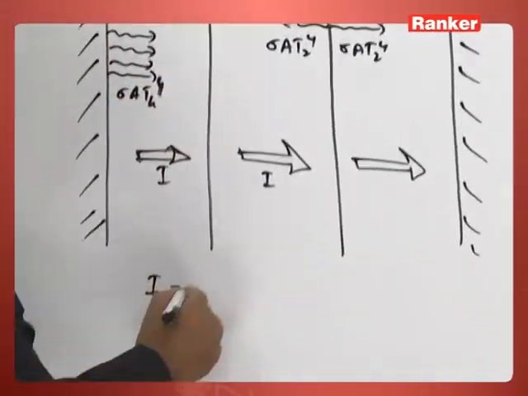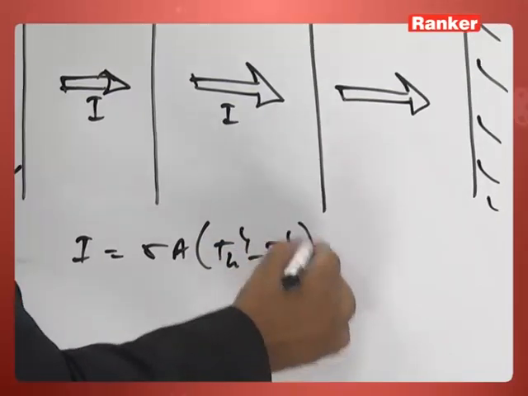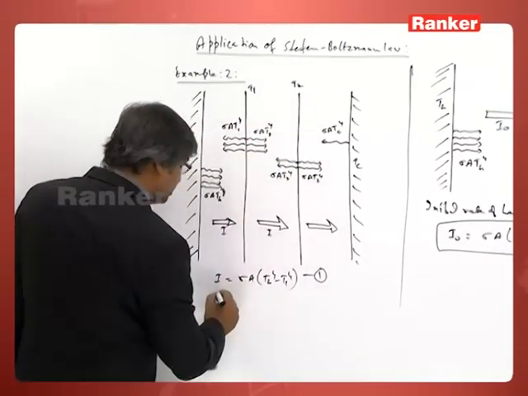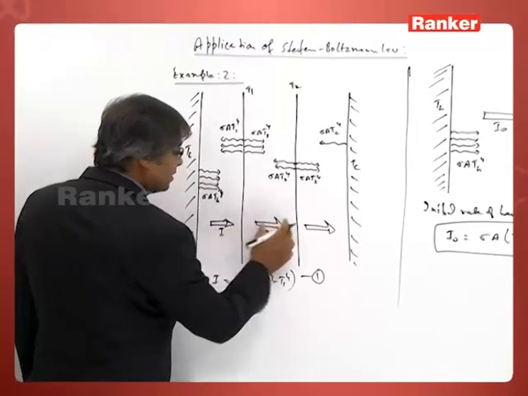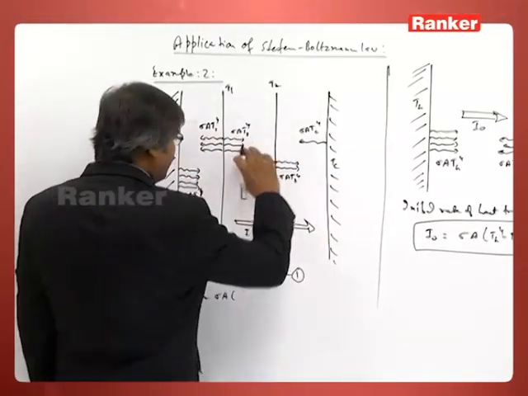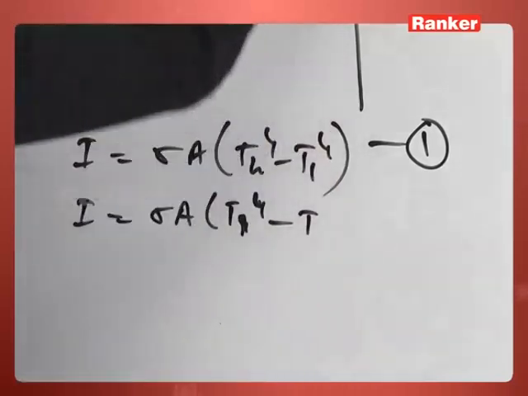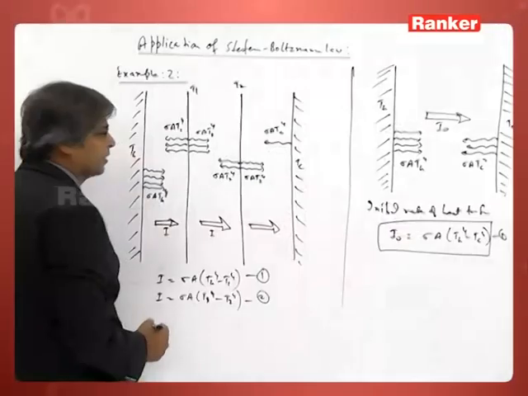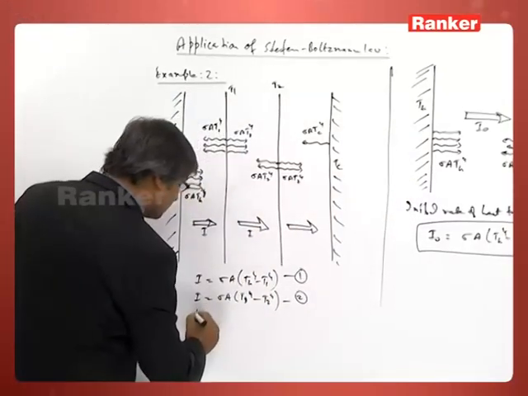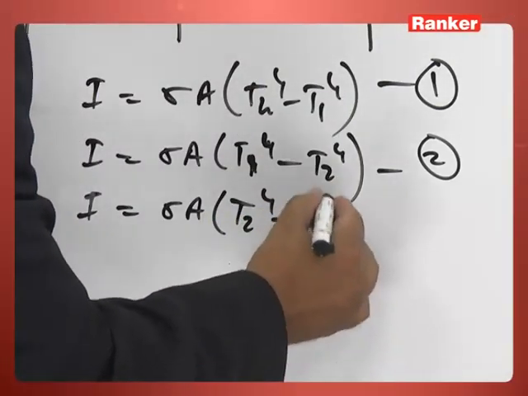So you see this I must be sigma A common, T hot to the power 4 minus T1 to the power 4. This is equation number 1. Come to this way, this is also I, that means I must be again equal to sigma, because at steady state the same heat current should flow through the entire place. So here sigma A, T1 to the power 4 minus T2 to the power 4. Next come to this level, this is more than this, so net heat flows in this direction, again I, that is sigma A, T2 to the power 4 minus T cold to the power 4.